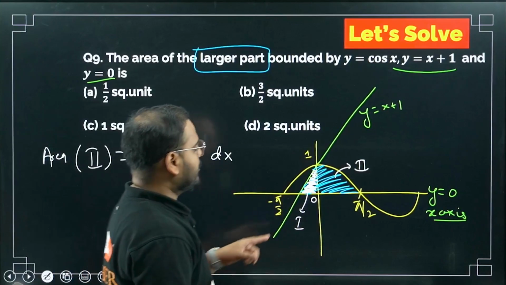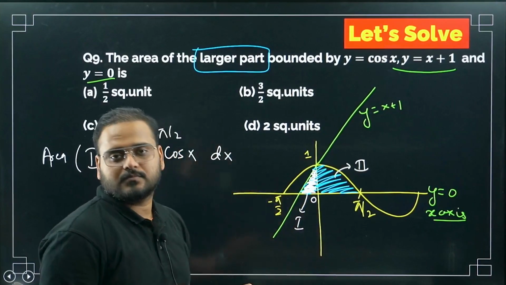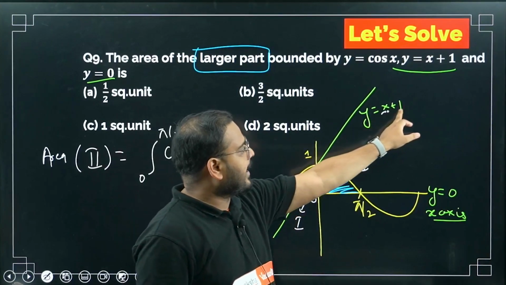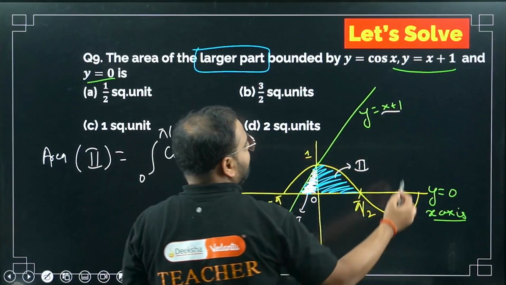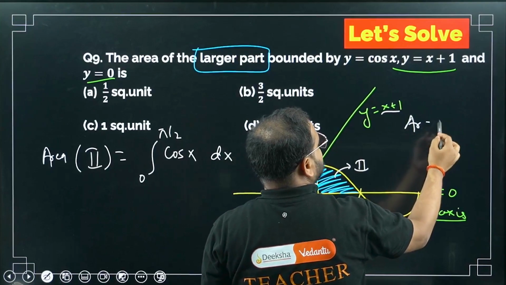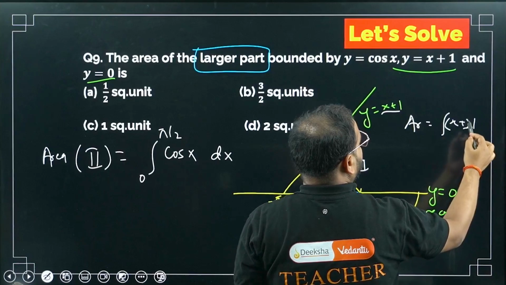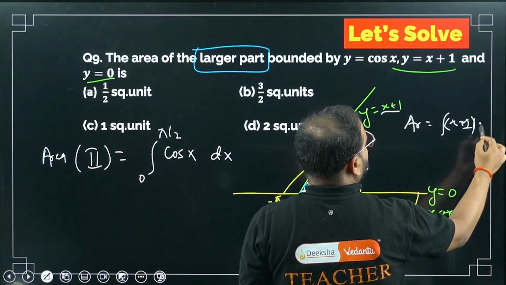What about part 1? To solve part 1 I have two approaches. What is the first approach? Integrate this curve x plus 1. So basically I can find this part 1 area like this. x plus 1 dx from where to where?